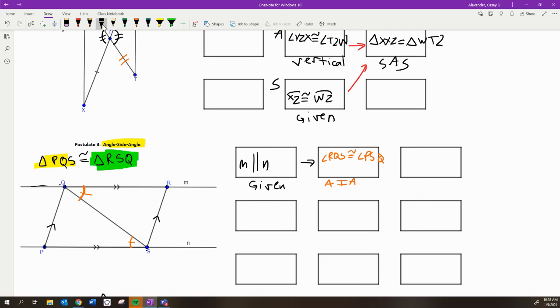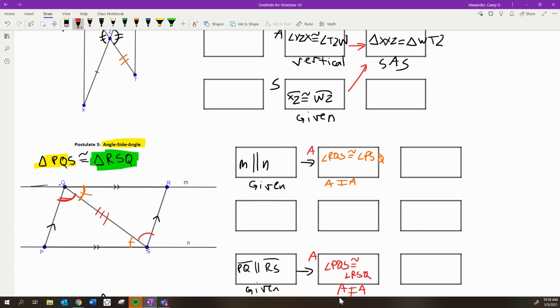Then I have these 2 sides that are parallel. So I know that PQ is parallel to RS. That's also given. Okay. And then that's also going to lead to some angles. In this case, that's going to lead to this angle, PQS, and this angle here, RSQ. So angle PQS is congruent to angle RSQ. So I have a couple angles. Those are also alternate interior angles from a different set of parallel lines. So I have angles and angles.